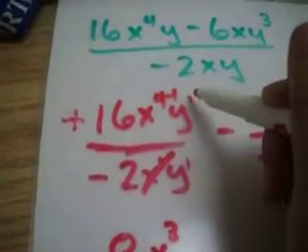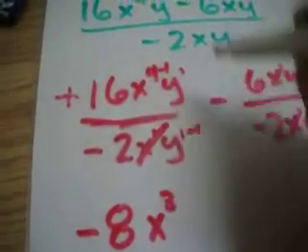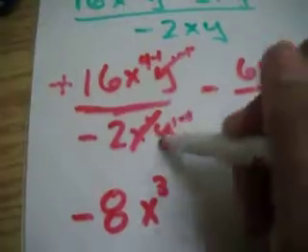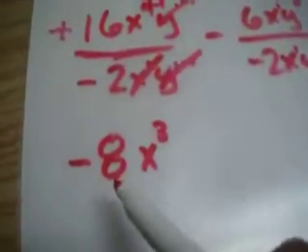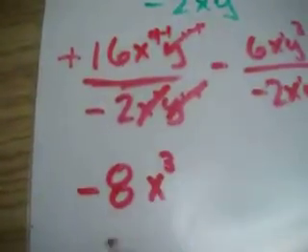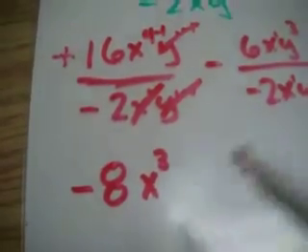Here I have y to the 1, y to the 1. So if I subtract 1 from both, I'm going to lose my y. So I'm just left here from this monomial with negative 8x to the 3.